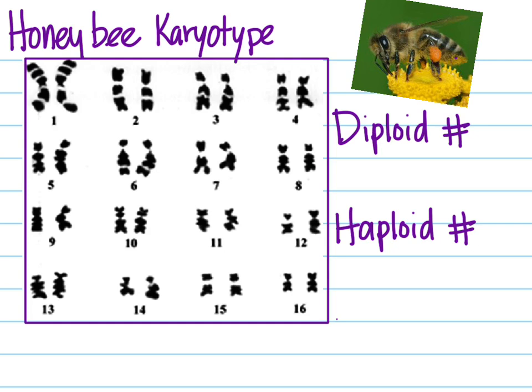they have a diploid number of, what would it be? They have 16 pairs, 32. What would their haploid number be? 16, because that's the number of pairs they have.